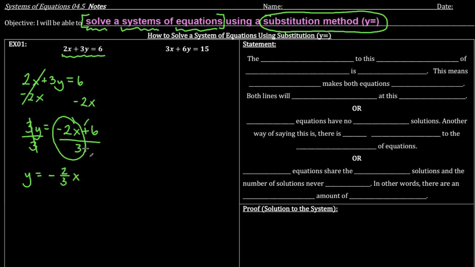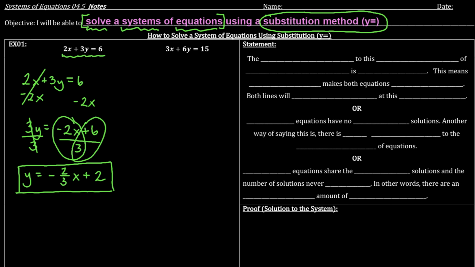Well, let's back up for a moment. A negative over positive is a negative. 2 over 3 is 2 over 3, right? Positive over positive is a positive. 6 over 3 is a 2. So right here, we have y equals, I can do a little better. We have y equals negative 2/3 x plus 2 for this equation.